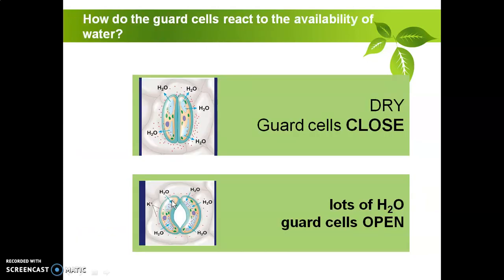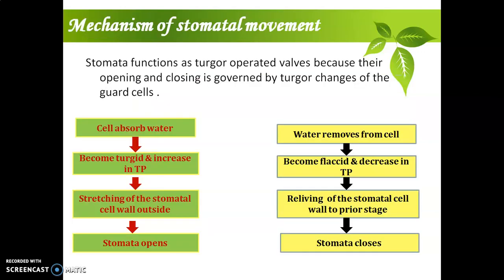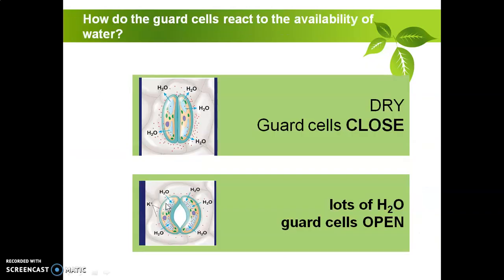Due to absorption of water, turgor pressure inside the cell increases, and due to this increase in turgor pressure, the outer layer of the cell, which is the thin cell wall, is stretched out, and the inner layer remains as it is. So the cells take this shape, and due to this the stomata opens.